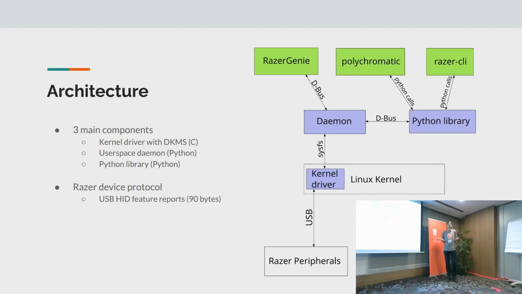When we go to the lower level, the kernel driver is talking with the devices, and the actual communication happens via USB HID feature reports. These packets are 90 bytes and contain a status field, command ID and command class, transaction ID, and basically we send this to the device and we get it back with the parameters filled and the status updated.